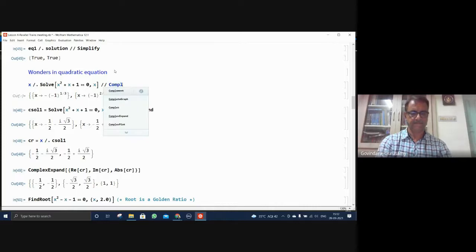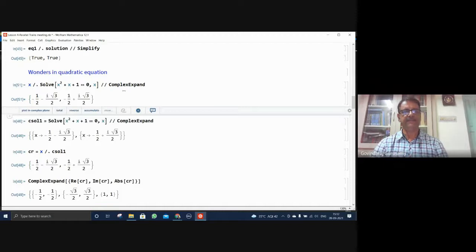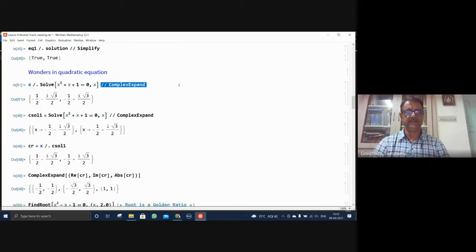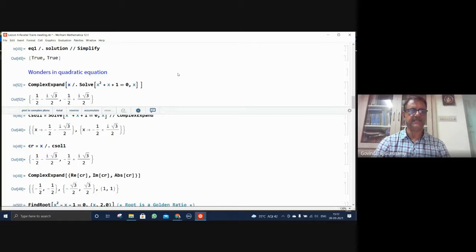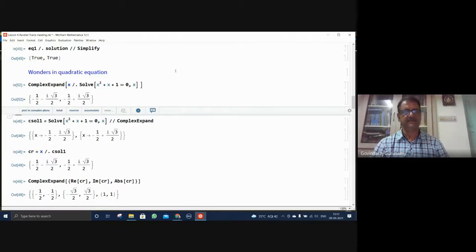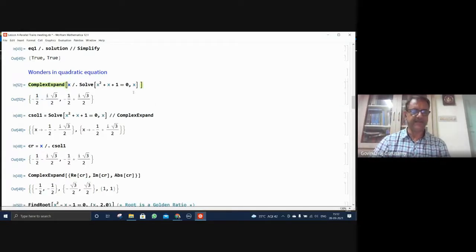ComplexExpand. Whatever I explained in 3 different lines, I'm able to get here in one line. Okay? Suppose I do the ComplexExpand here itself. You can see the difference now: solving, substituting, and then applying ComplexExpand. Here it can be given, or at the end it can be done. Or if you wanted the real part of it, you can just give Re.